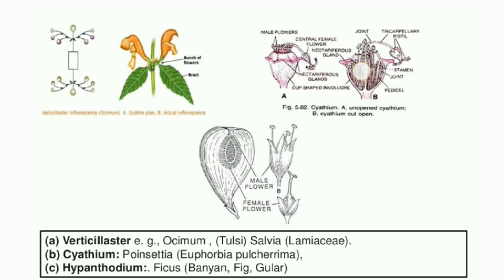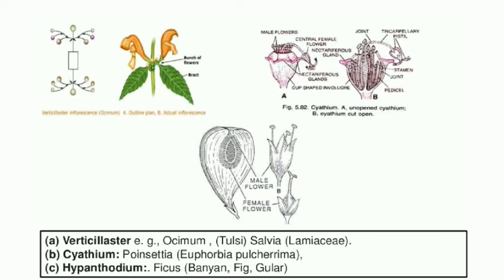But from those male flowers a long pedicel arises, and at the end of this long pedicel there is a single female flower. There is a single female flower which contains pistil or gynoecium. Okay. So, from a group of male flowers one female flower arises. Such inflorescence is called cyathium, which is observed in the family Euphorbiaceae.